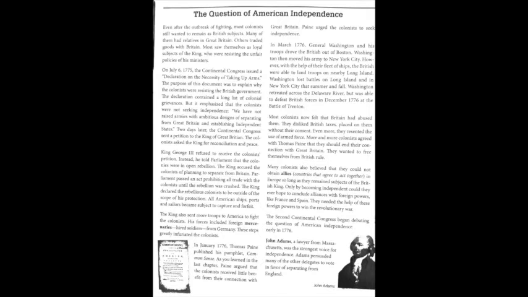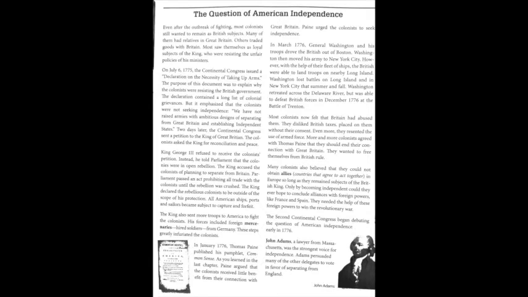On July 6, 1775, the Continental Congress issued a Declaration of the Necessity of Taking Up Arms. The purpose of this document was to explain why the colonists were resisting the British government. The declaration contained a long list of colonial grievances, but it emphasized that the colonists were not seeking independence. "We have not raised armies with ambitious designs of separating from Great Britain and establishing independent states."